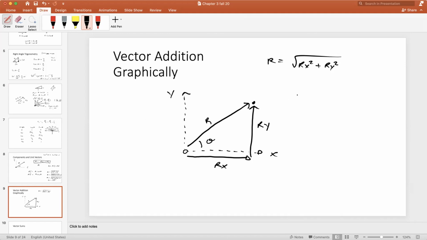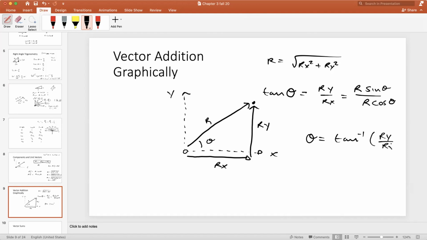Then, furthermore, if I want to know what the angle is, remember SOHCAHTOA: tangent of the angle is opposite over adjacent. This is ry over rx, which is r sine theta over r cos theta. Sine over cos is tangent, so that is true. But if these were numbers, you could get that theta is arctan of ry over rx. Now here's a problem though. Tangent is multi-valued.